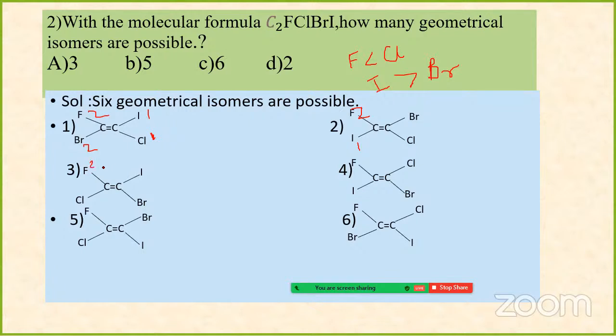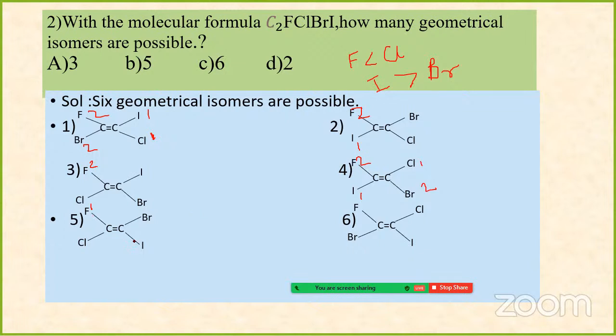between fluorine and chlorine. So both, one top priority group and another least priority group, 2 and 1. This is another type. And here again top priority group and least priority group. So here top priority group and least priority group. So these 3 and 4 will become trans. Okay, 2, 3 and 4 are trans isomers.